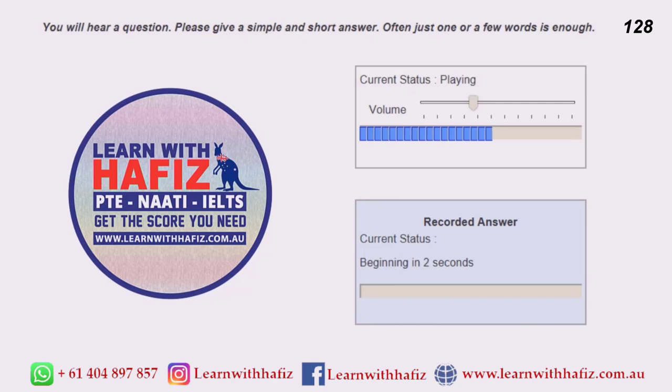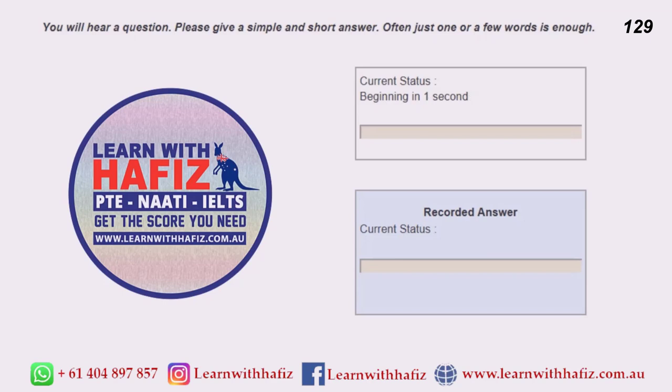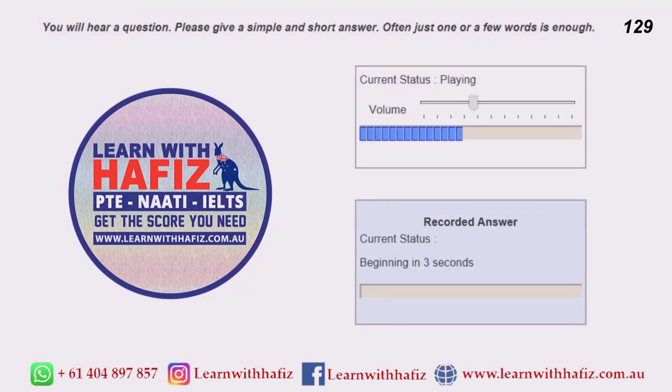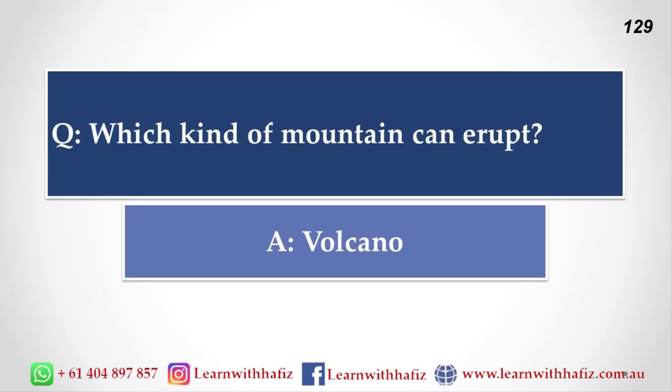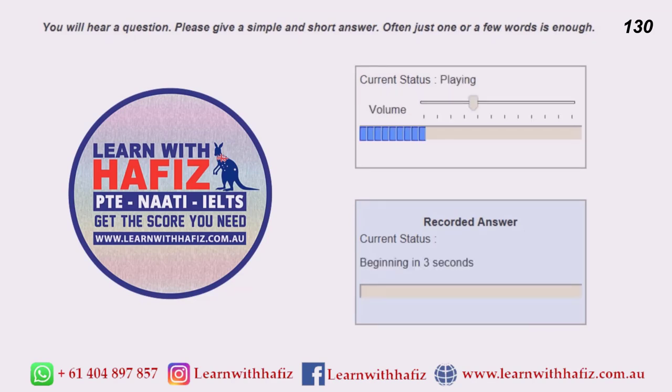What is the opposite to still? Correct answer is. Which kind of mountain can erupt? Correct answer is. What do we call the book with a list of words, with their meanings?